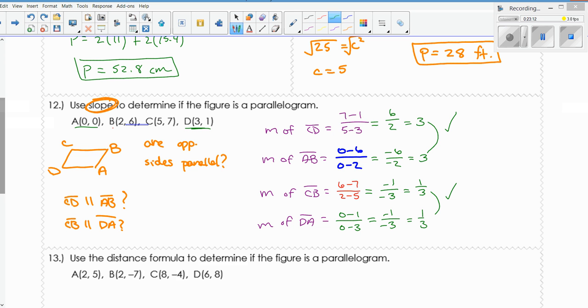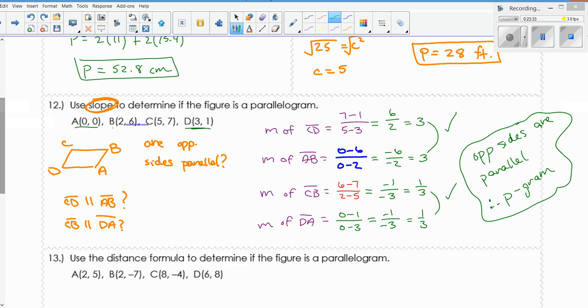So then what I want to say is opposite sides are parallel. Therefore, I'm going to abbreviate parallelogram, we're always going to call it a p-gram. So opposite sides are parallel. Therefore, this is in fact a parallelogram. And I used slope to determine that.